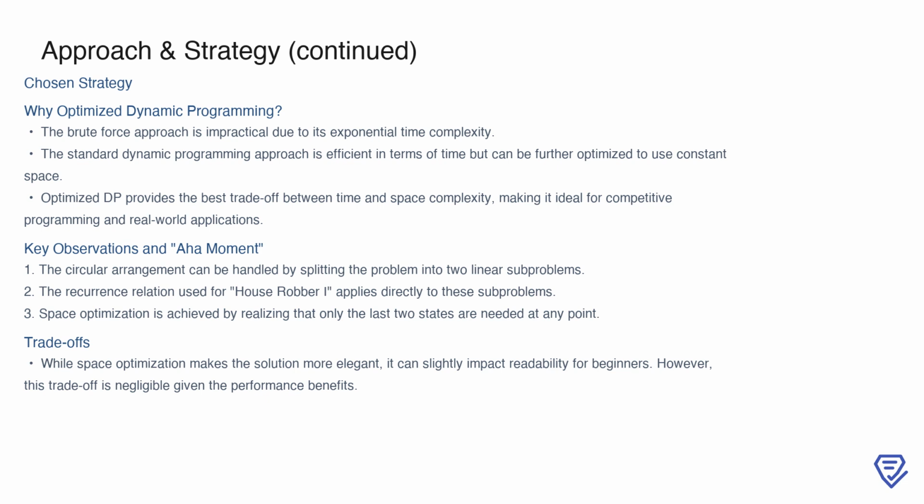This approach is ideal because it balances time and space efficiency, making it suitable for both competitive programming and practical applications. The main insights that lead to this solution include recognizing that the circular constraint can be broken into two linear subproblems and applying the recurrence relation from house robber I. While the space optimization slightly impacts code readability, the trade-off is minimal compared to the performance benefits.